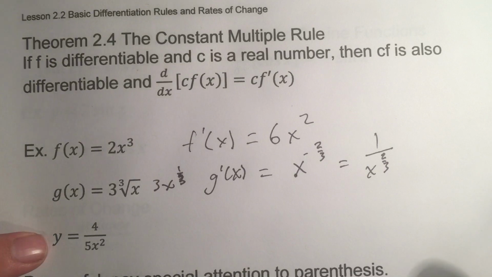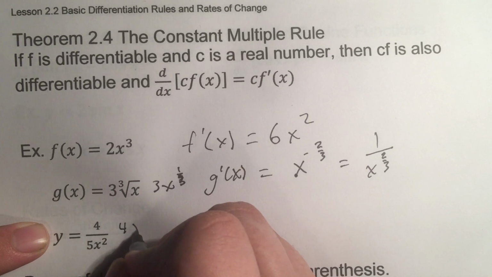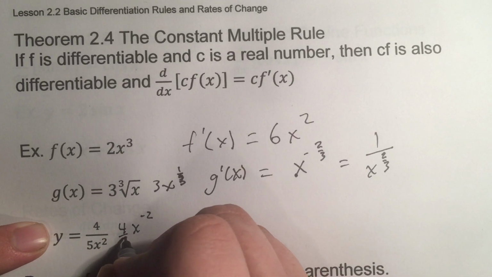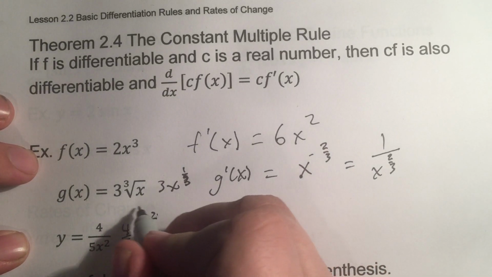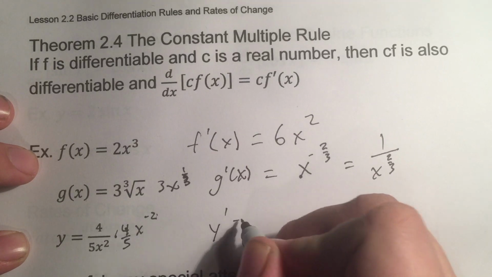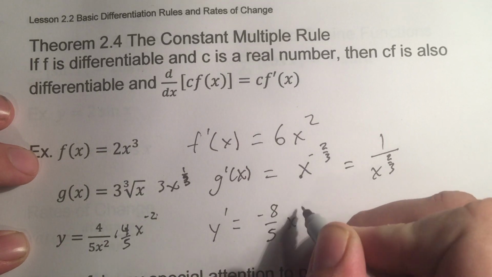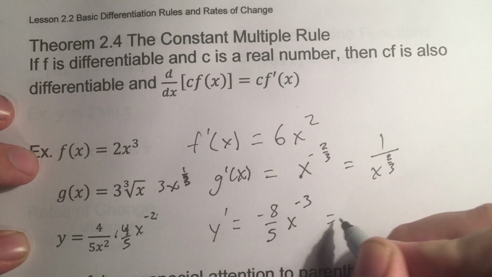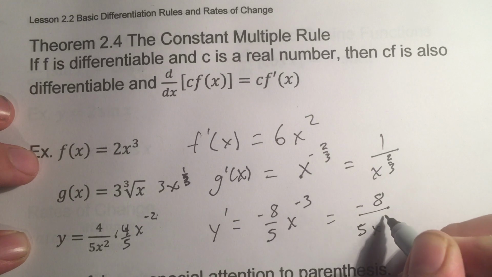So last one here. Okay, I'm going to rewrite this so it's 4/5 x to the negative second. We'll go that route. So when we bring the 2 in front, that's going to be times the negative 4/5. So y prime would equal negative 8/5 x to the negative third. So in other words, negative 8 over 5x to the third.